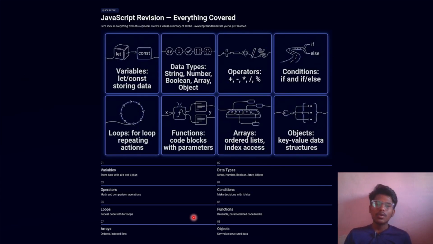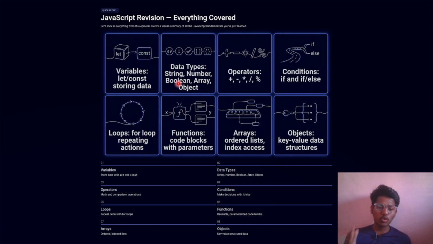Okay, quick revision of what we have discussed here. JavaScript revision, everything covered. We discussed variables, let, constant, storing data, how we can store data, and data types like string, numbers, boolean, array, objects. We also discussed operators like plus, minus, multiply, divide, and modulus, and also conditions, if and else.